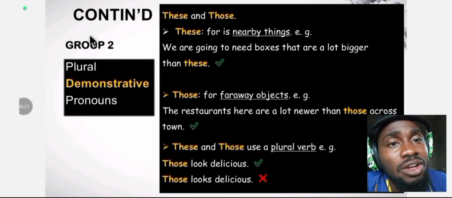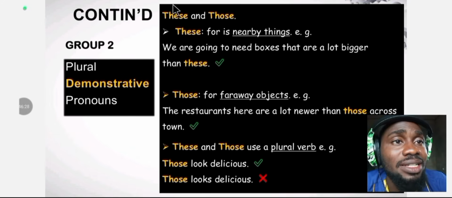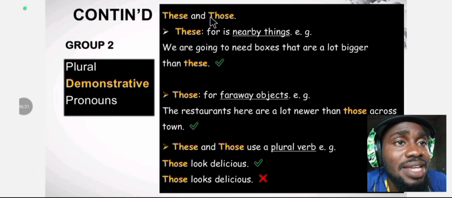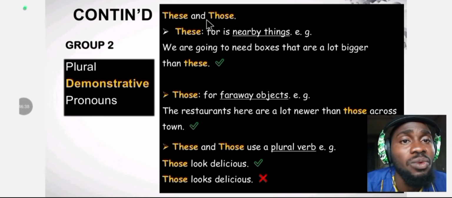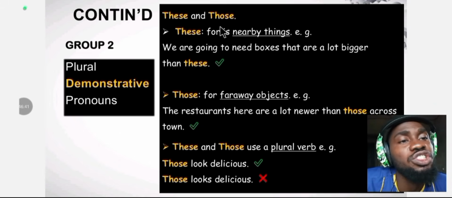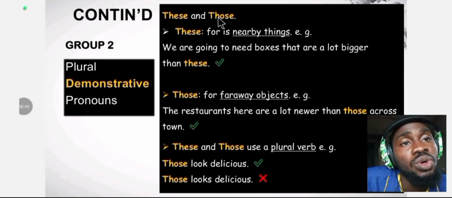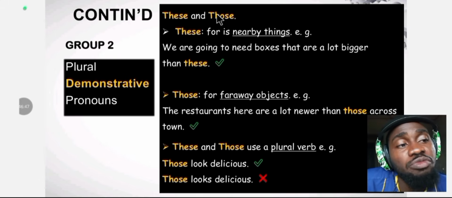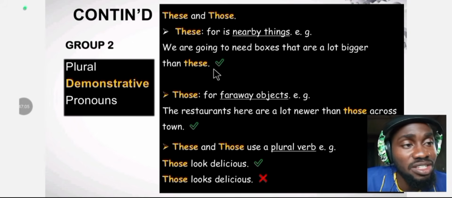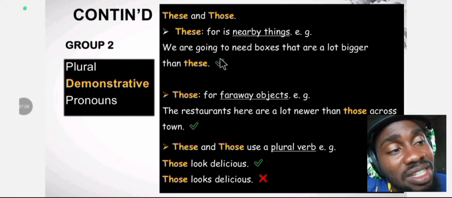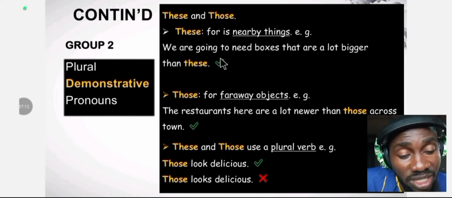Moving on to the next. The second group of demonstrative pronouns, which is what? The plural demonstrative pronouns. Looking at the larger table, it says these and those are the example and the only members of the demonstrative pronouns which are plural in nature, the group 2 demonstrative pronouns. So these and those make up the plural demonstrative pronoun group. These is used for nearby things, for example, we are going to need boxes that are a lot bigger than these. So when you say these, we are trying to say that these boxes are nearby. Okay, it's very close. These, okay.